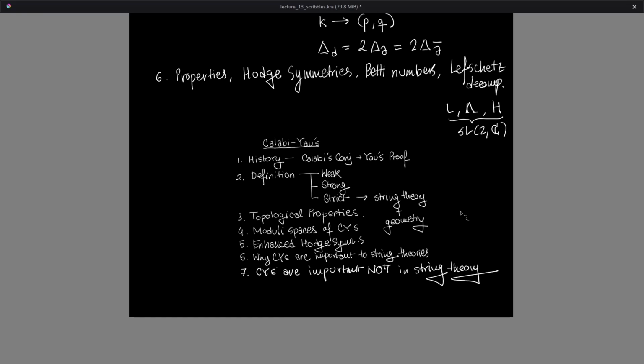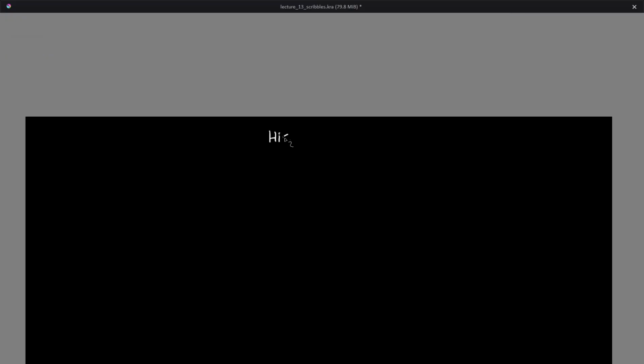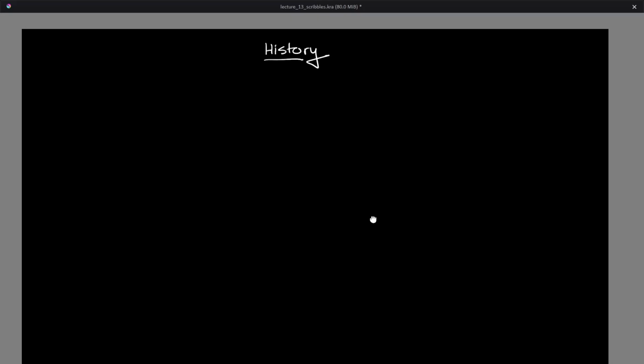So let's start talking about the history of Calabi-Yaus. Right, so let's move on to the next page. A little bit about the history. We're going to be very cursory with the history. Just the mathematical insight into what was happening. So basically, what we started off with is this big problem in Riemannian geometry called the prescribed Ricci curvature problem.